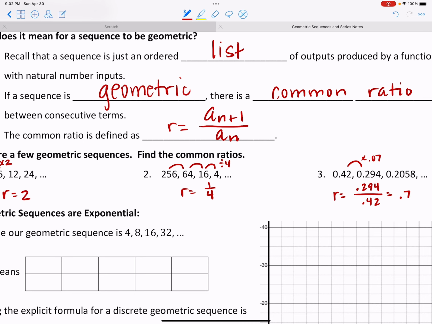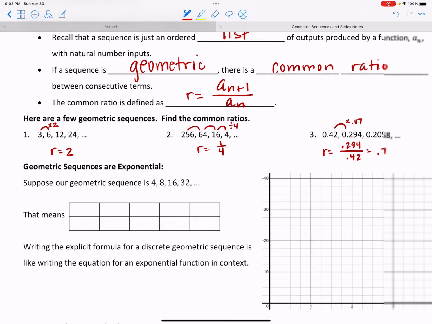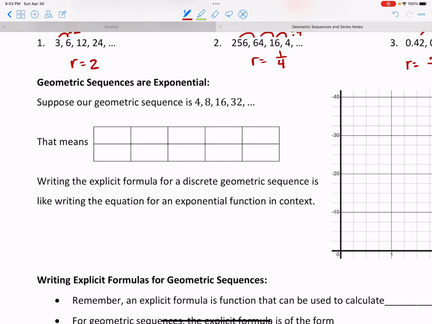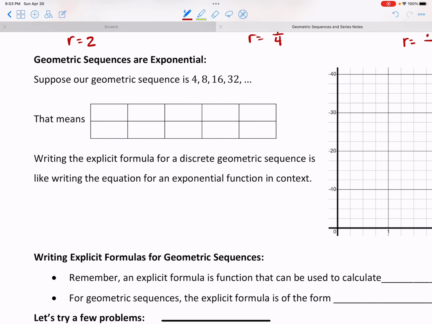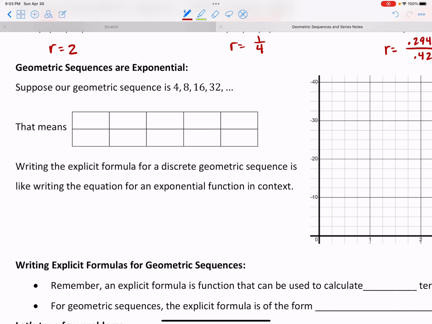As long as it's the next one divided by that previous one, you'll get your common ratio. Okay? Now to connect to some prior learning. Let's say our geometric sequence is 4, and then 8, and then 16, and then 32, where we are multiplying by 2. So we have this geometric sequence with a common ratio of 2.